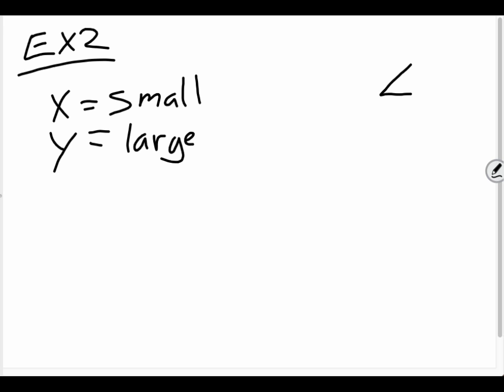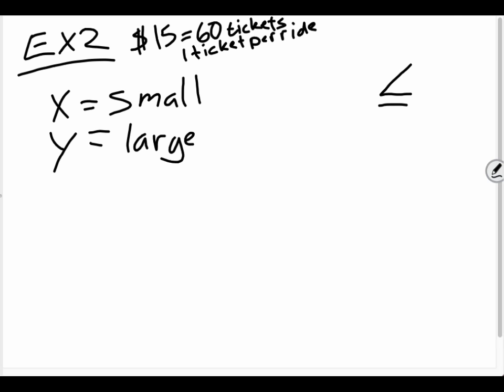Oh, there's one other thing. It says that for $15 you can actually get 60 tickets, and it says that it's 1 ticket per ride. So if you spend $15, how many tickets do you get? 60. So we're going to say less than or equal to 60 tickets if we solve based on tickets.